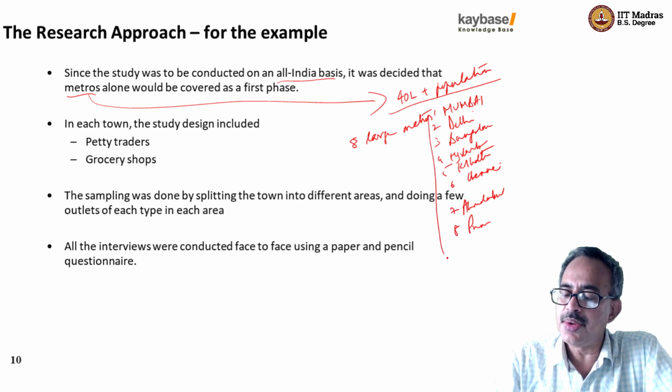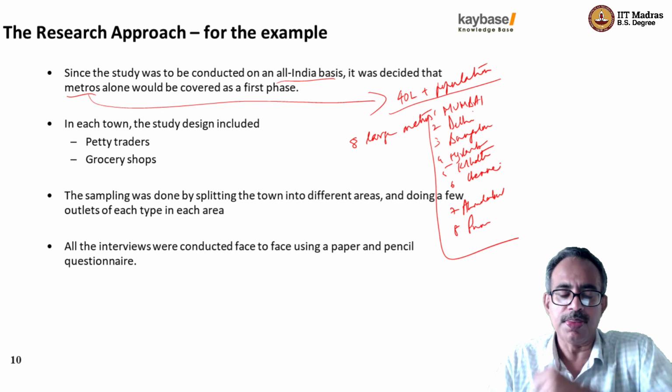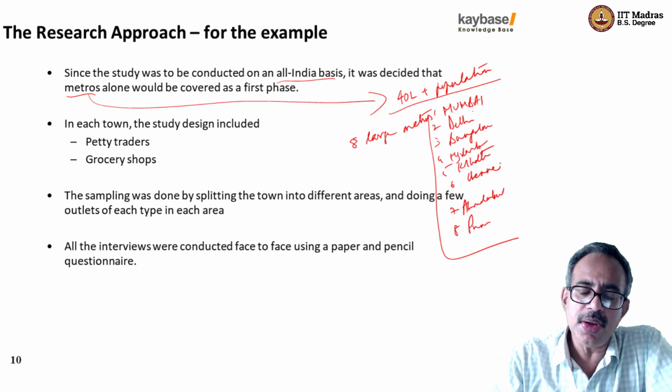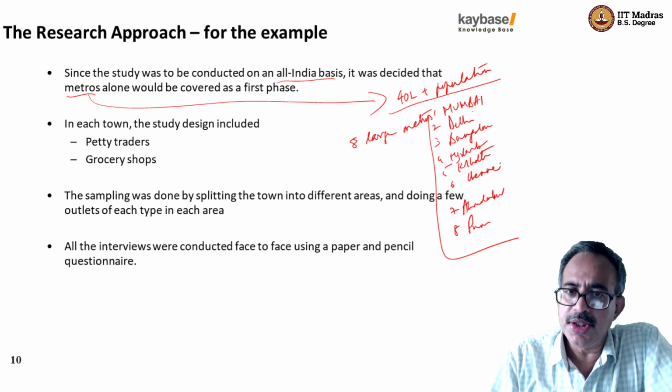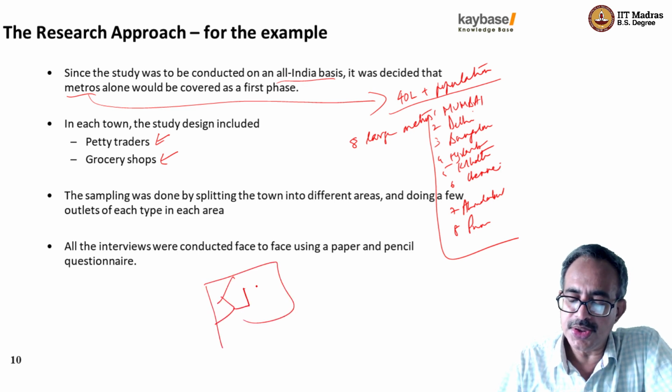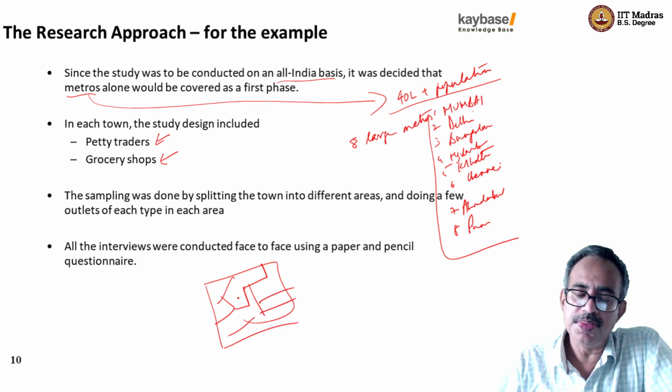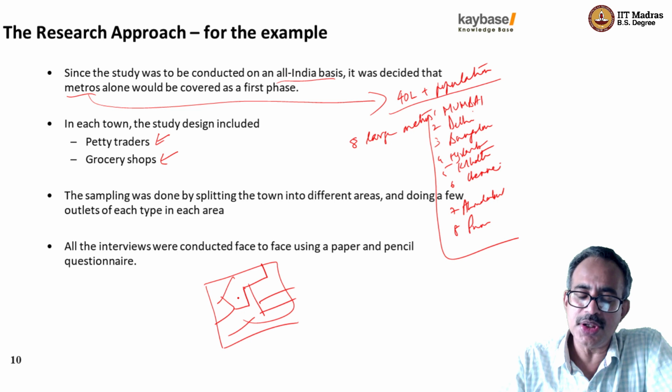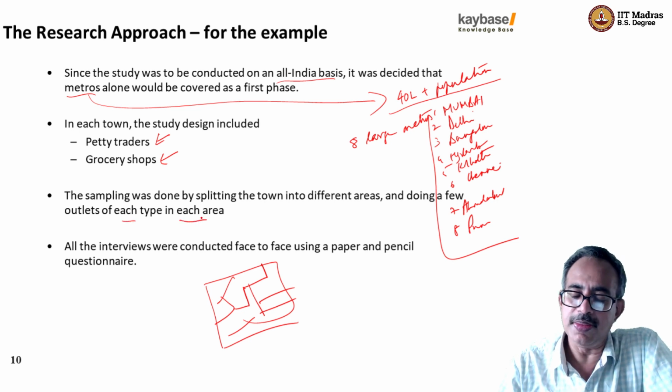Eight large metropolitan cities is a traditional classification. In each town, the market research channel satisfaction study needed to cover petty traders and grocery shops. And the sampling was done by splitting the town into different areas, right? And a few outlets of each type in each area. All the interviews are conducted face to face using a paper and pencil questionnaire.